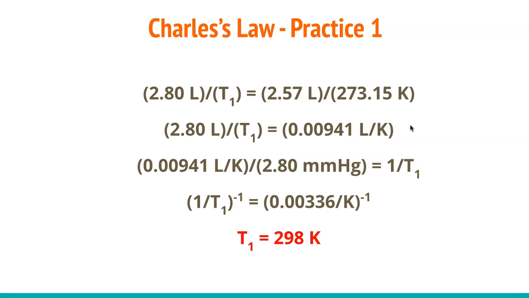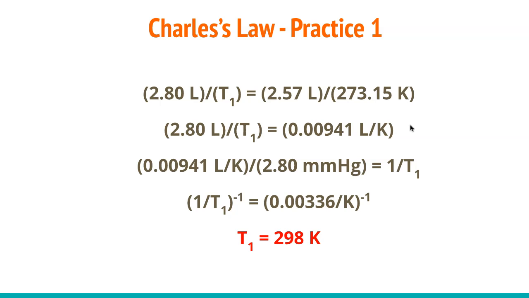Okay? Then the next thing we need to do is try to isolate T1. Now there's a couple ways you could do this because T1 is in a denominator, so you could multiply through by T1, put it on the other side, and then you could divide through by the 0.00941 on the other side, or you can divide through by the 2.80 initially, and that will give you 1 over T1, or the inverse of temperature 1, and that's what I did here.